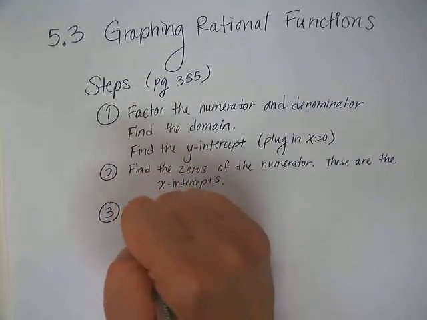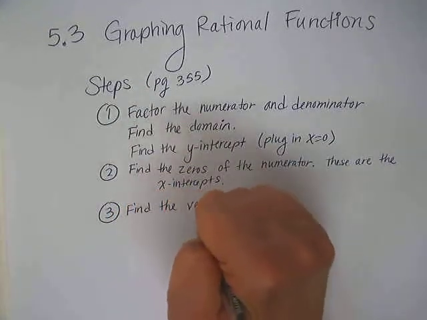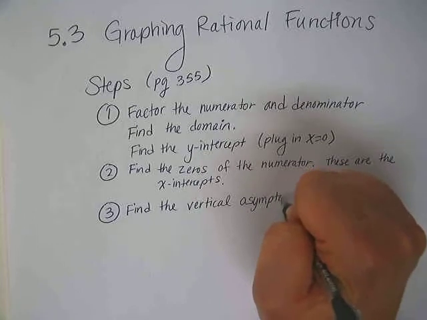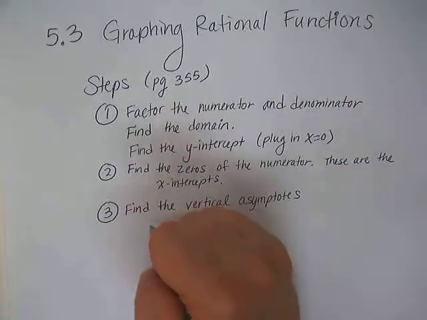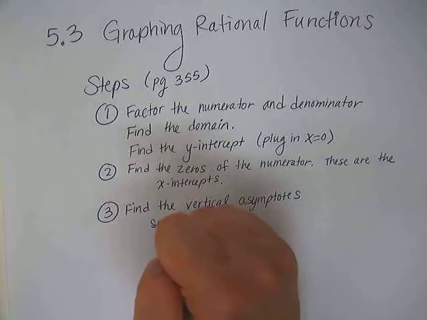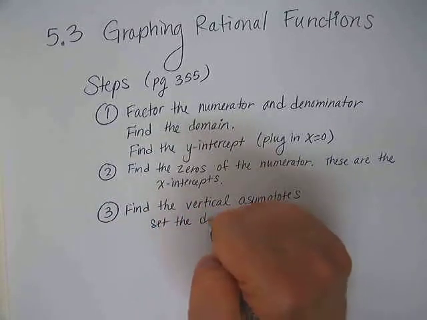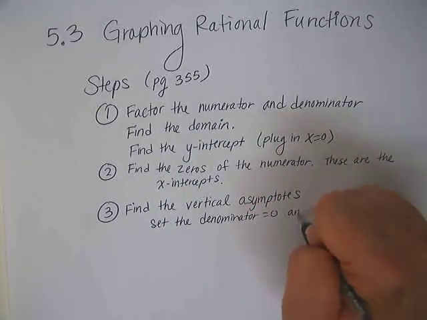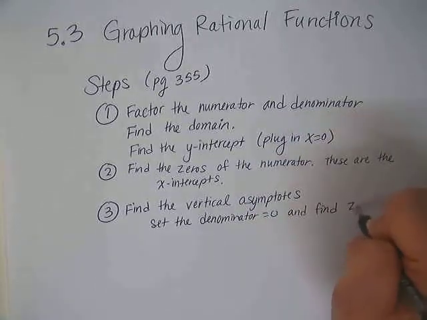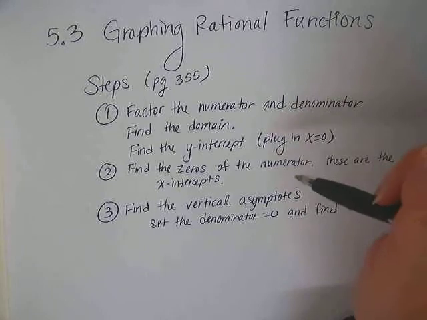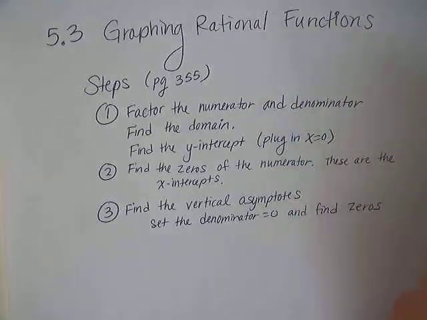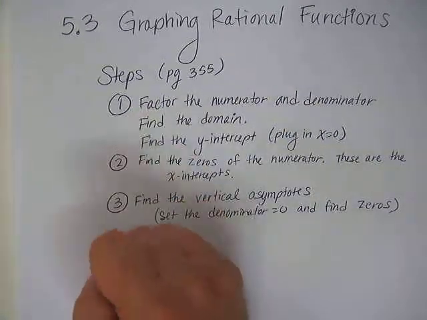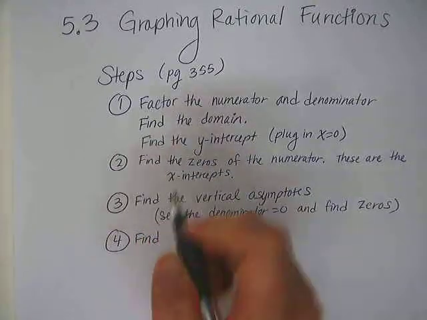Step 3, find the vertical asymptotes. So we learned how to do that in our last assignment. Find the vertical asymptotes. So what you're going to do, in case you've forgotten, is set the denominator equal to 0 and find the zeros, right? So for the x-intercepts, you find the zeros of the numerator, and for the asymptotes, you find the zeros of the denominator.